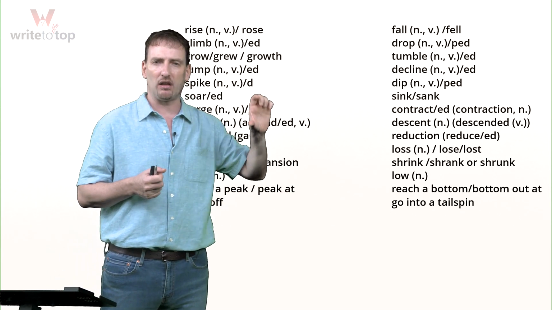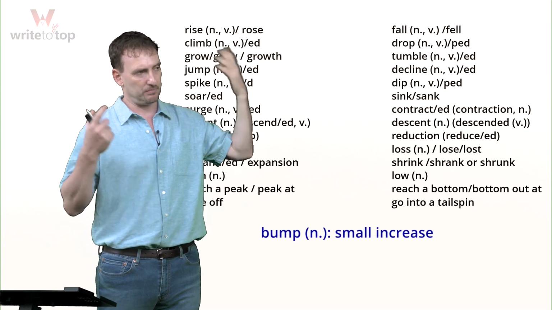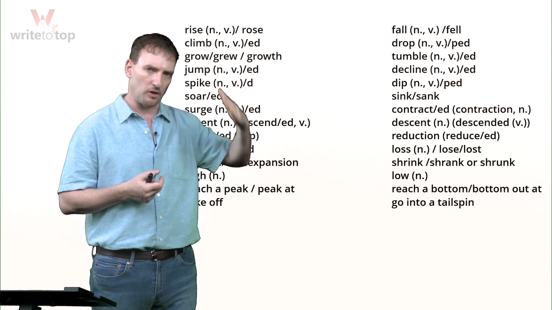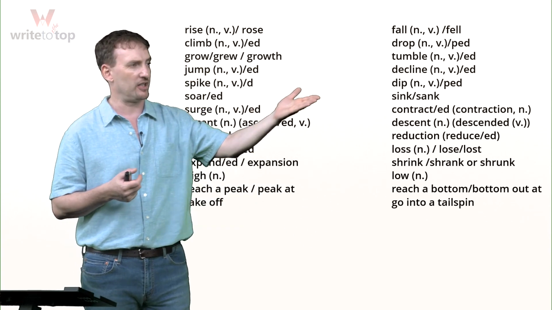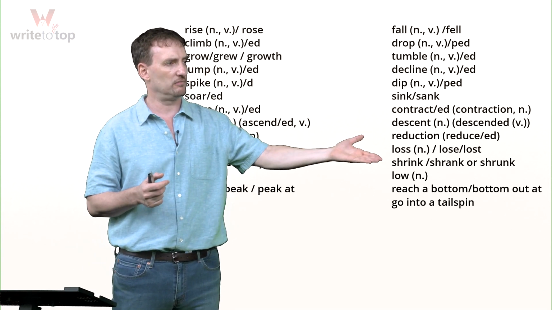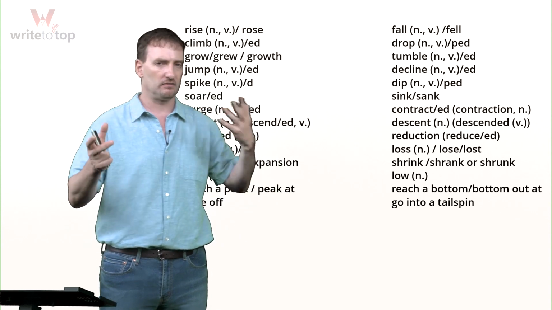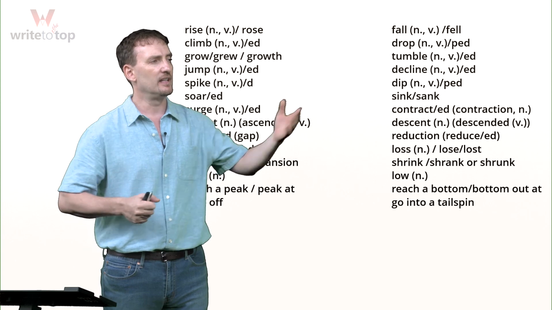Dip is a small decrease. Sink, or past tense sank. Sink also just means go down. So the market share sank, or the market share contracted, became smaller, or shrank. Contract, shrink, same meaning. Again, you're talking about a pie chart in this case.